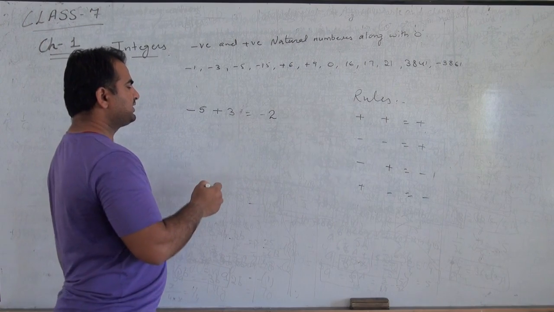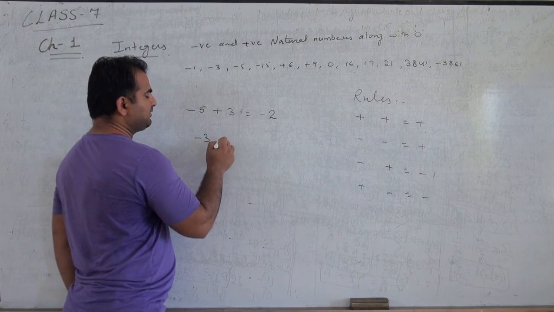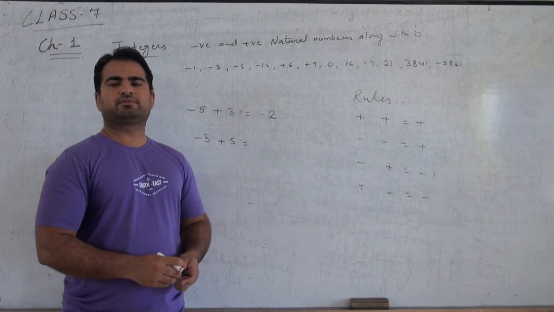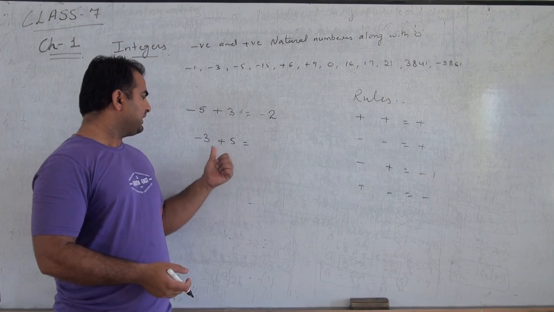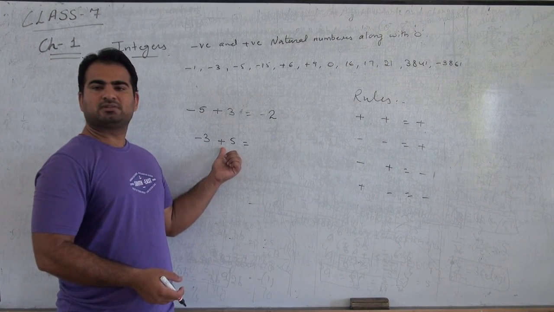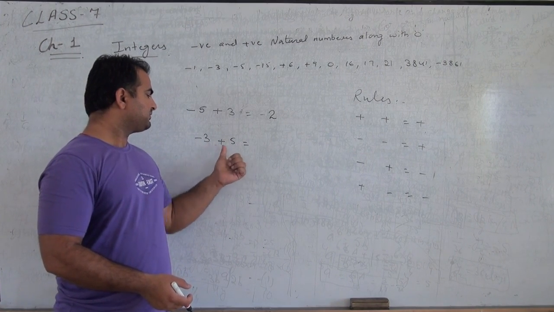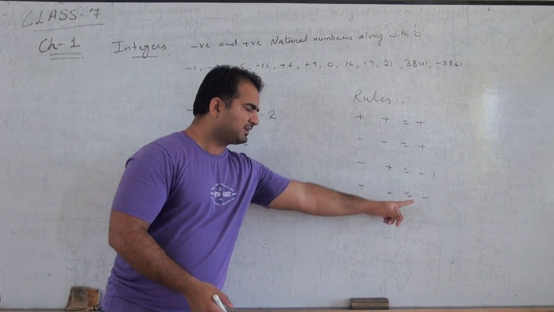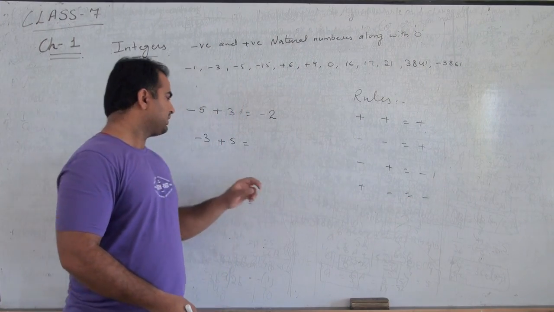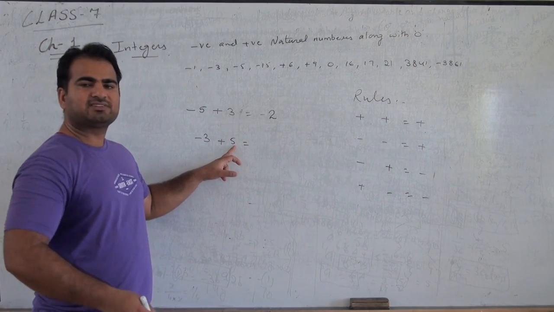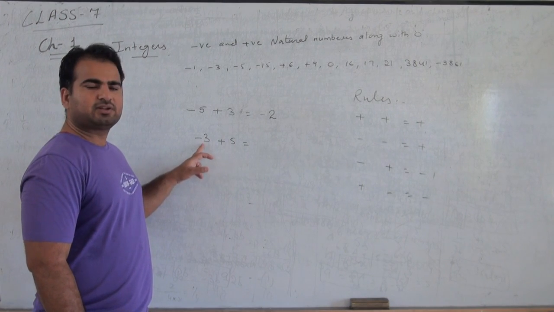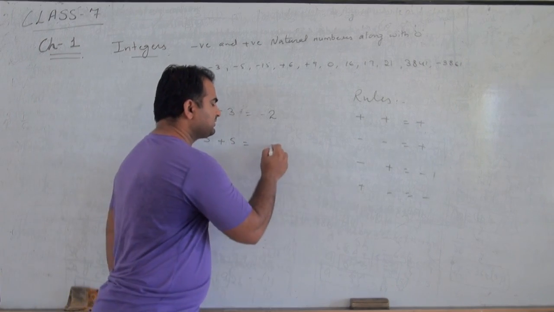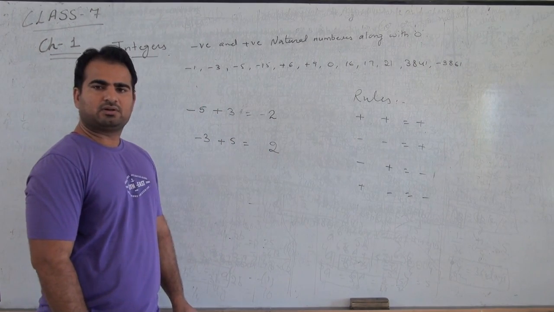Okay, next question is minus 3 plus 5. Now by looking at it, 3 is of negative nature and 5 is of positive nature. What do the positive and negative signs say? That we have to subtract. Which is the bigger digit? 5, and the smaller is 3. So we subtract 5 minus 3. It's 2.